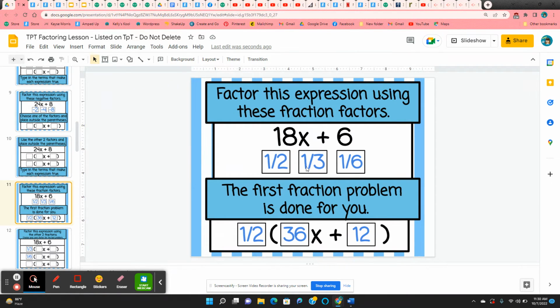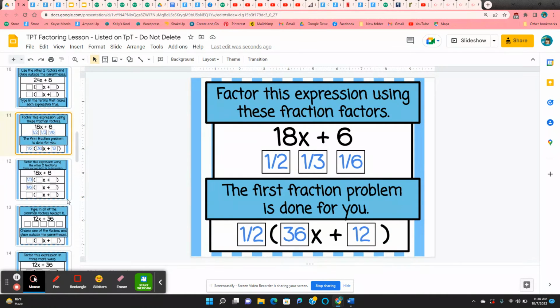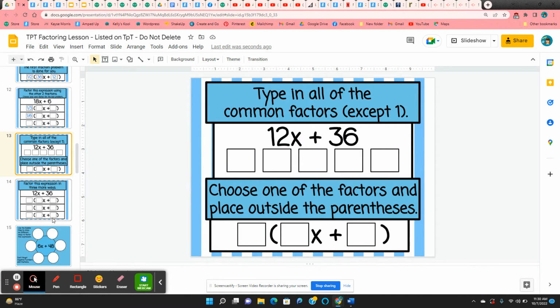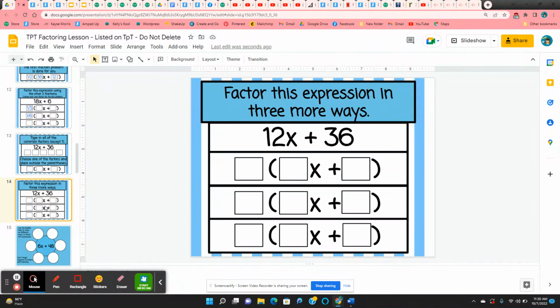Then they're going to factor with 3 fractions and see what they come up with. And then they're given an expression that has more than 3 common factors. So they're going to come up with 5, everything except the number 1, and they're going to factor those. They're going to factor actually 4 of those.